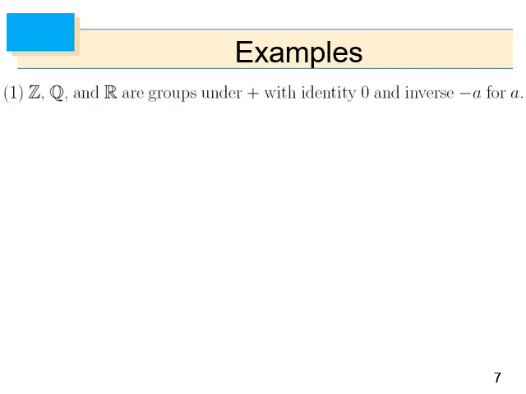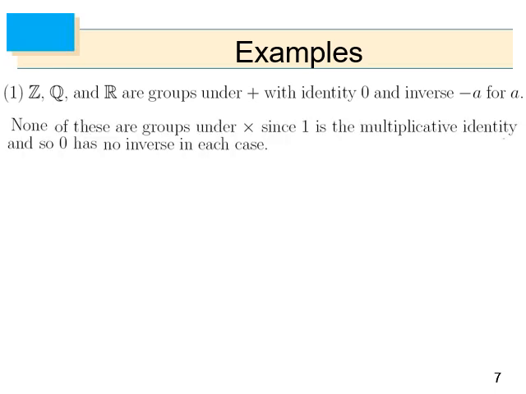Examples. One example: the set Z of integers, Q of rationals, and R of real numbers are groups under addition, with identity 0 and the inverse minus A for A. None of these are groups under product, since 1 is the multiplicative identity and so 0 has no inverse in each case.